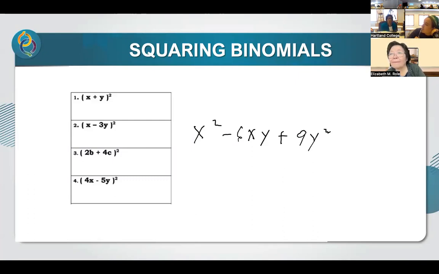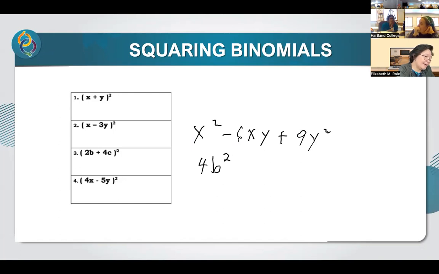Let's do number 3. Who has not answered? What's the answer for number 3? I'll give you 2 seconds to think. Anyone? 2b squared. Okay, and what is 2b squared? 2b times 2b. That will now be 4b squared, right? Because you multiply 2 times 2 and b times b.